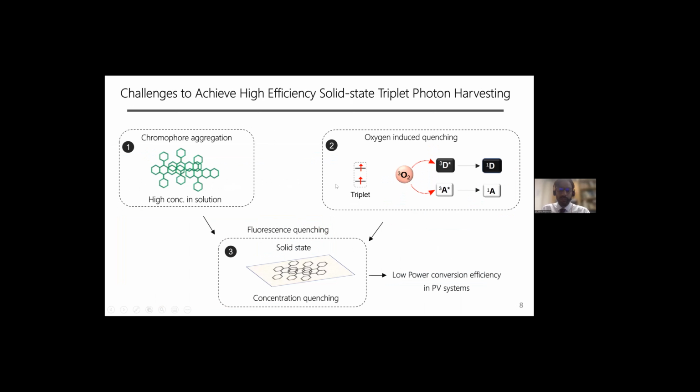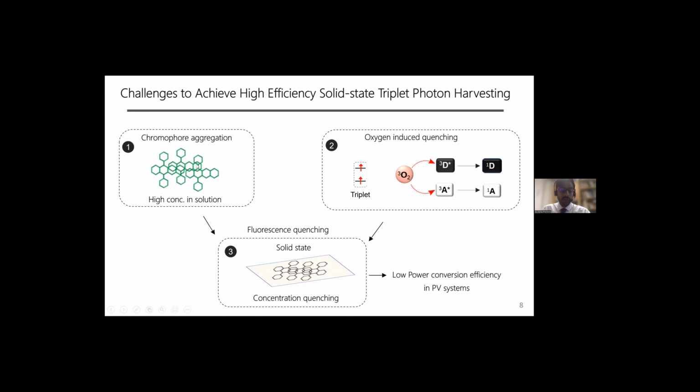And what these challenges are: in the TTUC system, we use organic chromophores, which are polyaromatic hydrocarbons. These molecules have a tendency to aggregate at high concentration, and for TTUC to happen, we need them in high concentration in soluble form. Because if they aggregate, then although the electron wave functions will overlap with each other, before that there would be concentration quenching of the fluorescence. And because of that, the upconversion efficiency will decrease.